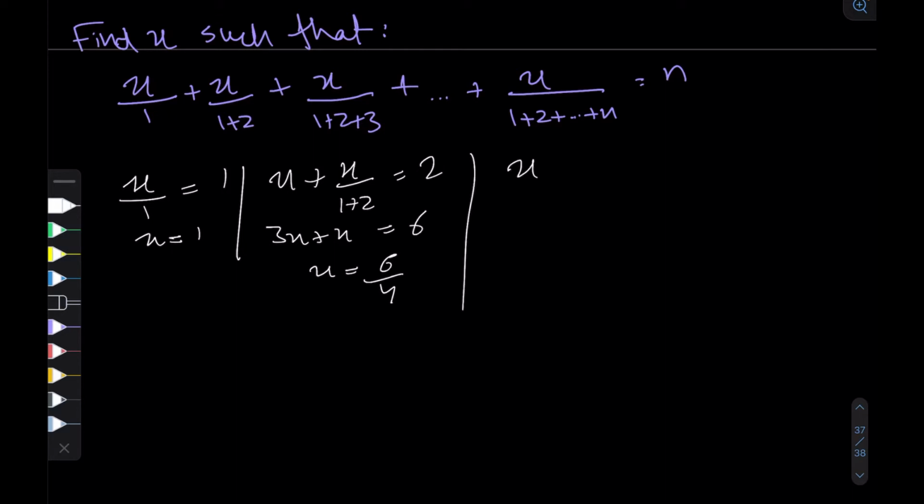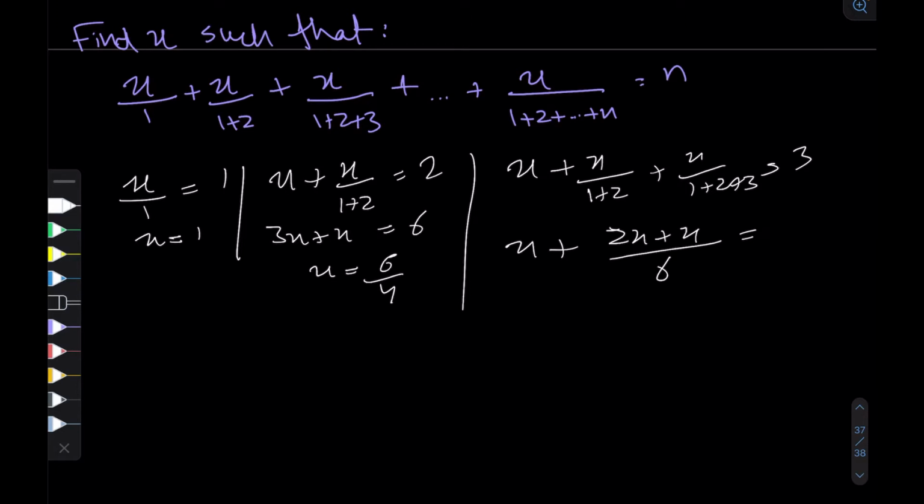For the case when n is 3, so x over 1 plus x over 1 plus 2 plus x over 1 plus 2 plus 3 equals 3, we get x plus 2x plus x over 6 equals 3. This is just 1.5x equals 3 and x is equal to 2. So we are trying to find a general formula for x such that this equality holds, right?